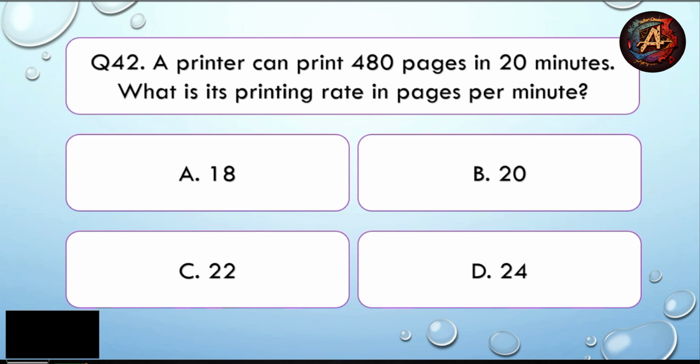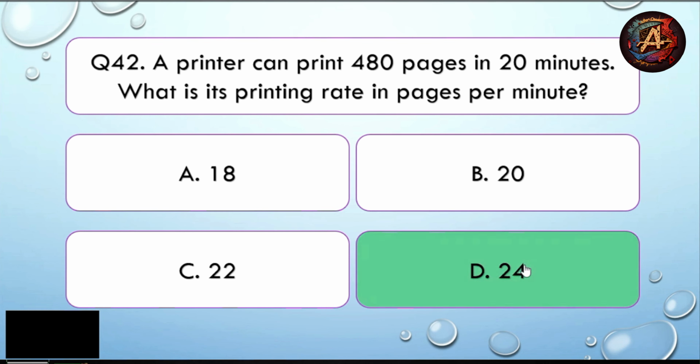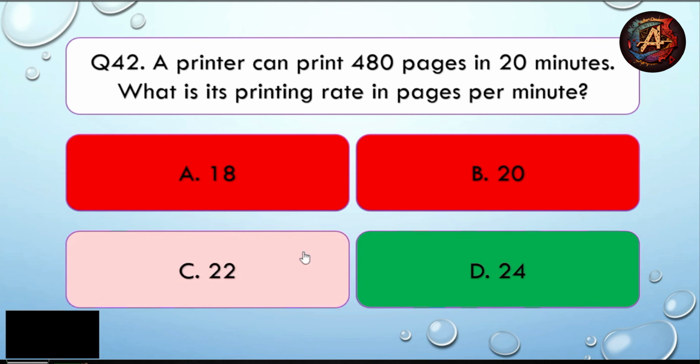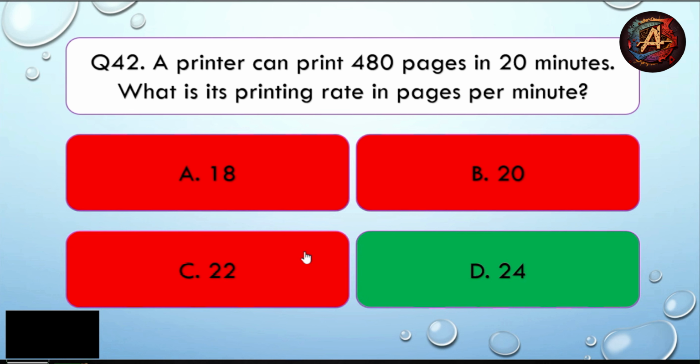Alright, my dear math learners, another easy question, the same as question number 41. In order for us to know the pages per minute, you just divide 480 pages by 20 minutes. Since both numbers have 0 at the end, you can cancel the 0. So you just have 48 divided by 2, and the answer is 24. So let's check whether we are correct. Alright, my dear math learners, we are correct. Easy, right? Very easy.